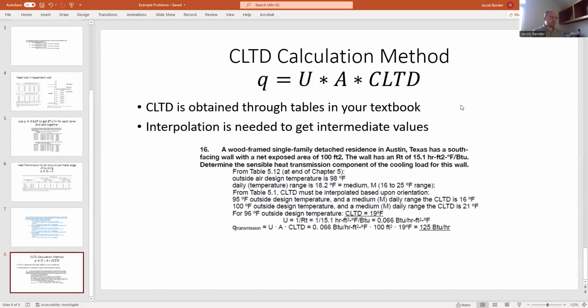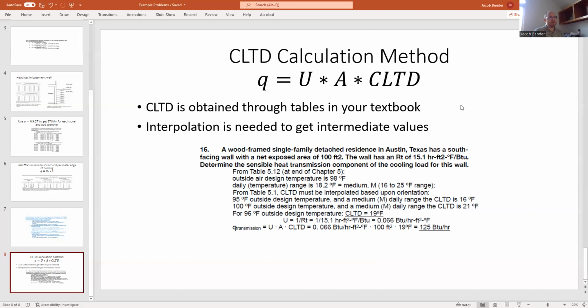So this example problem: a wood-framed single-family detached residence in Austin, Texas, has a south-facing wall with a net exposed area of 100 feet squared. The wall has an R sub T of 15.1 hour-foot squared degree Fahrenheit per BTU. Determine the sensible heat transmission component of the cooling load for this wall. So we're looking at our Q equals U times A times CLTD.